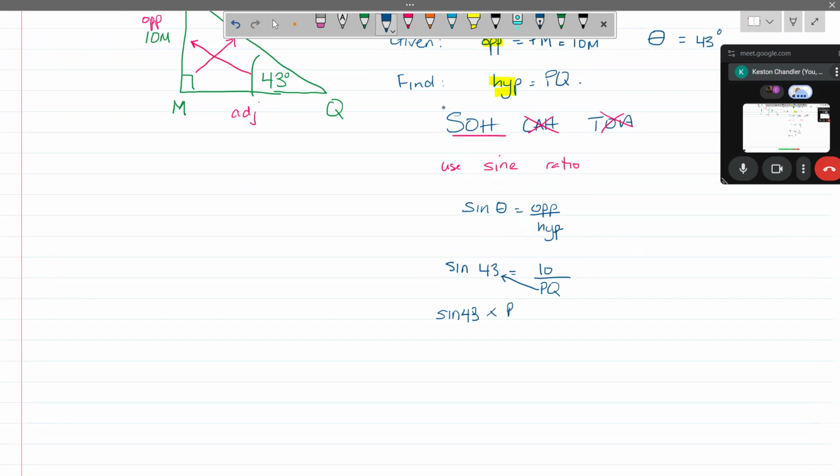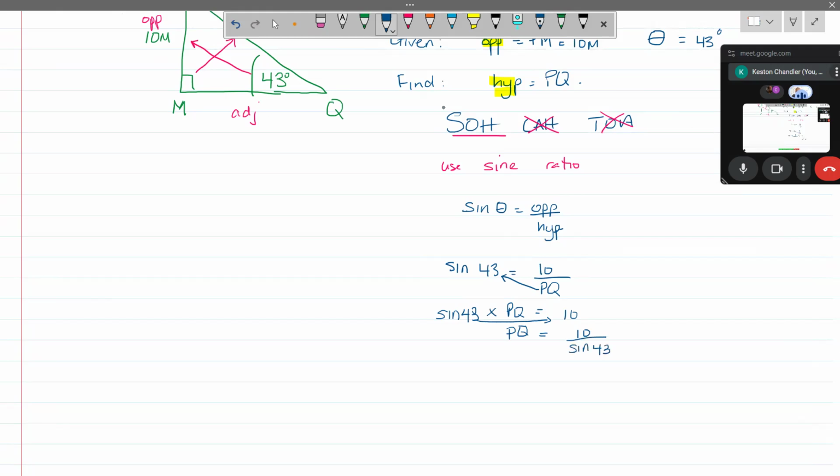You will move the PQ to this side because it's dividing. When it comes across, it has to multiply. 10 will remain here. But we want PQ alone. So this sine 43 can't stay there. We have to move the sine 43 across to this side. When we move it across, we'll have to divide.